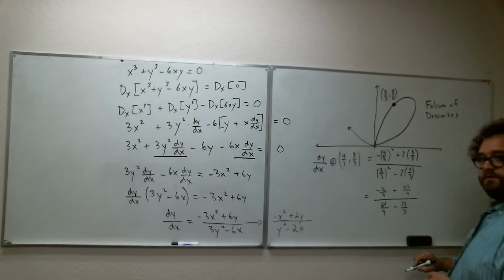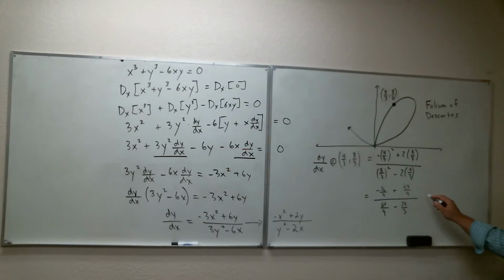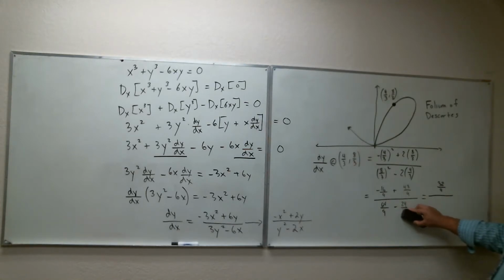Let's see if I have enough room to solve this. Okay, negative 16 plus 48 would be positive 32. So that would be 32/9 for the top fraction. The bottom fraction is going to be 64 minus 24, so 40. Oh, typo, 24/9. So that is 40/9.